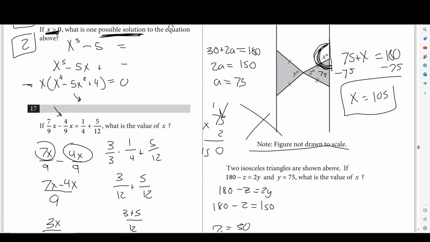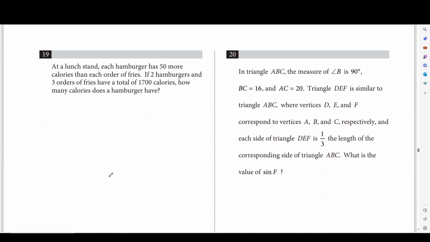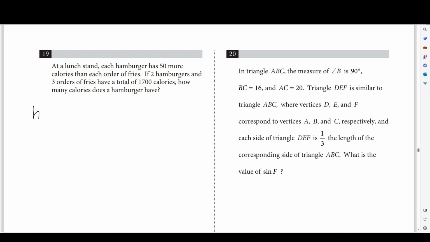All right. So moving on to number 19, it says, at a lunch stand, each hamburger has 50 more calories than an order of fries. Okay, so we know that the amount of calories in a hamburger is equal to the amount of calories in an order of French fries, plus 50 calories, right? Now they tell us if two hamburgers, so 2h, plus 3 fries have a total of 1,700 calories, how many calories does a hamburger have?